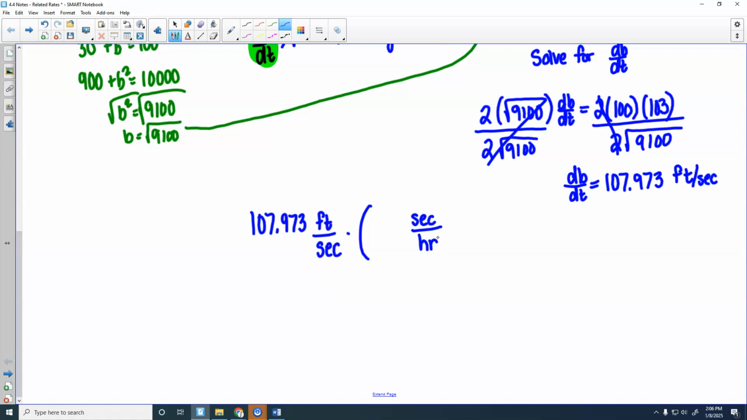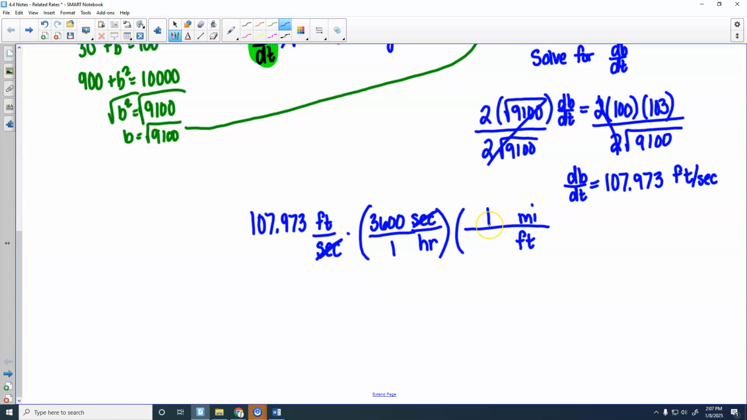3,600, 60 times 60. So 3,600. So that would cancel the seconds there. So now you change that to hours. Then you need to do feet are on top, so you need to put feet on bottom, and you want to change that to miles.